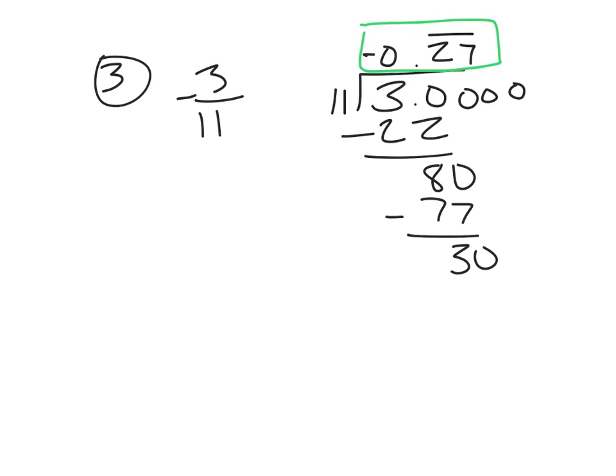And if it helps you, when you set up the division, just throw this negative up here. That way you don't forget it. All right, number 4. We have 1 and 5 over 27.